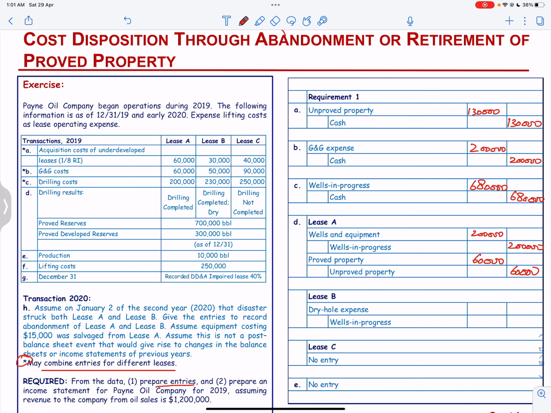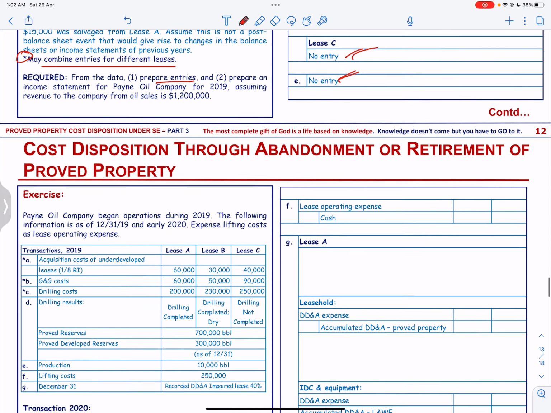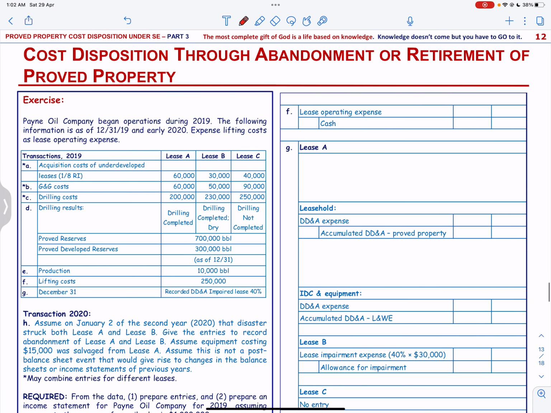So this is about lease A, and let us see what happens in lease B. For lease B, this is a dry hole, so we have dry hole expense, and drilling cost was 230,000. And because this is a dry hole, obviously there is no reclassification of unproved property to a proved property. And for lease C, we are not going to make any journal entry because drilling is not completed. We go to number E. There is a production, obviously we don't record, we will be doing it in a while. Let us go on the next slide, and then we go to transaction number F.